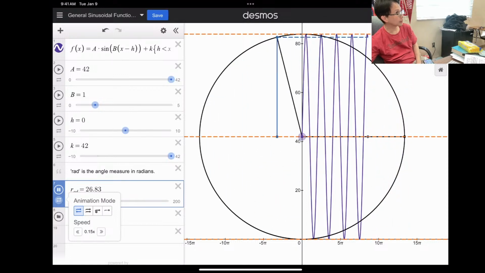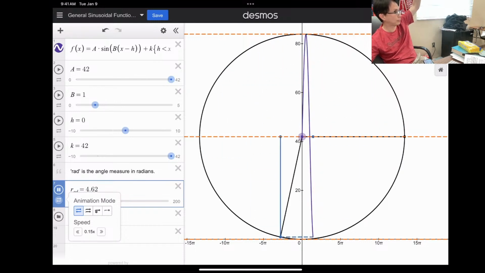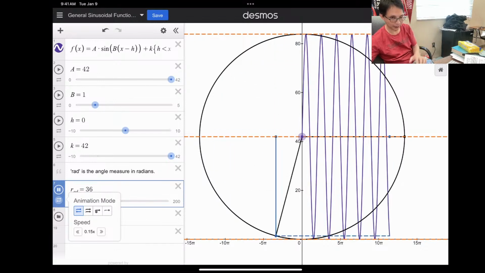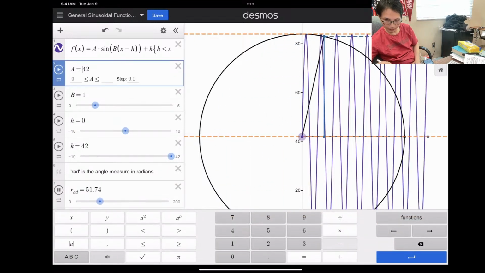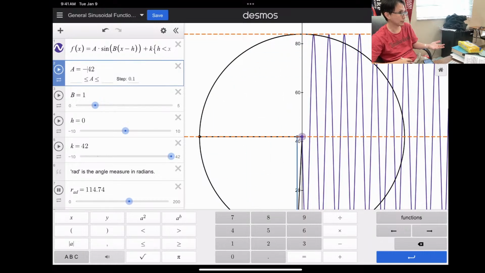Does that make sense? So that's why in the middle part it's 42, and you go up 42, go down 42. But you want to start going to the bottom, right? So you see that graph is going to go down first. Remember that first graph is actually going down. So it's going to be negative 42 rather than positive 42. Does that make sense? Okay.